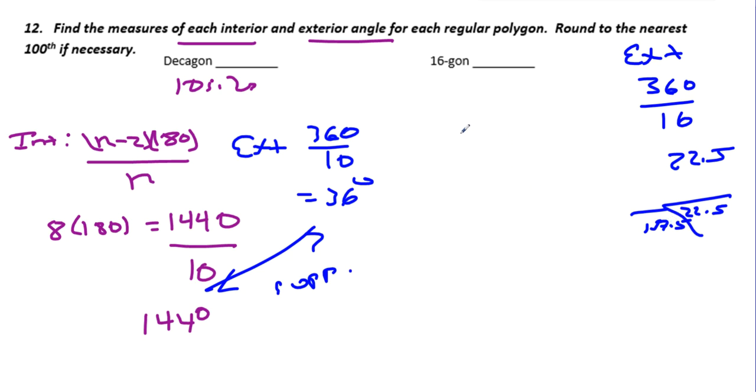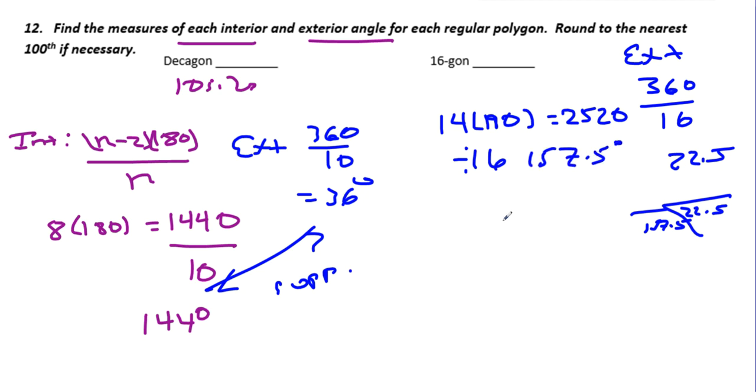Or I could go back here and do n minus 2 times 180. So 14 times 180 is equal to 2520 is what my calculator says. Okay? And then I'm going to divide by 10. Well, that's just... divide by 10, divide by 16. Ha! I was wondering why it looked weird. So 157.5 degrees. Okay? Oh, I did 10 by the last one.